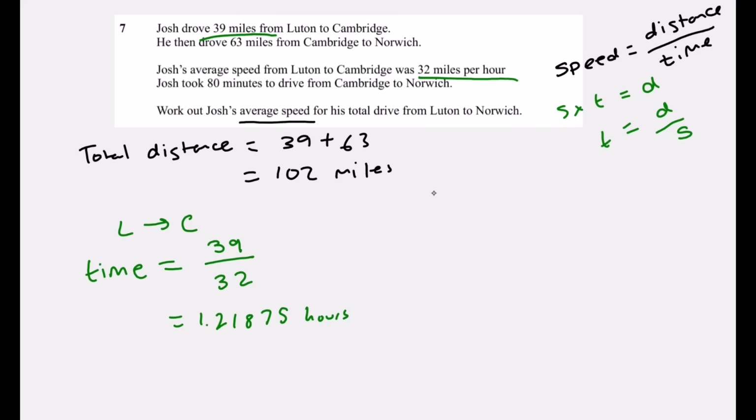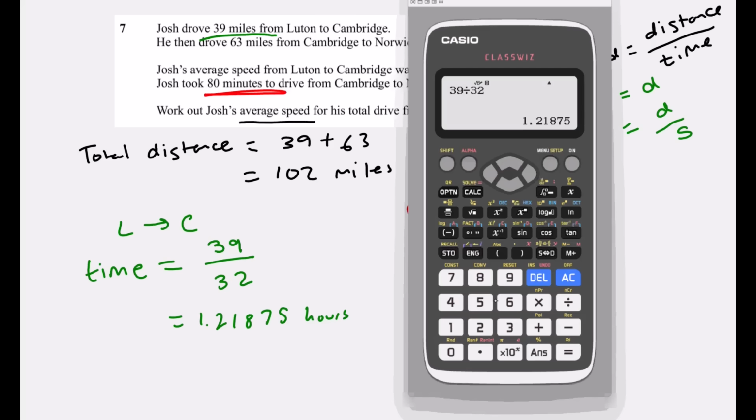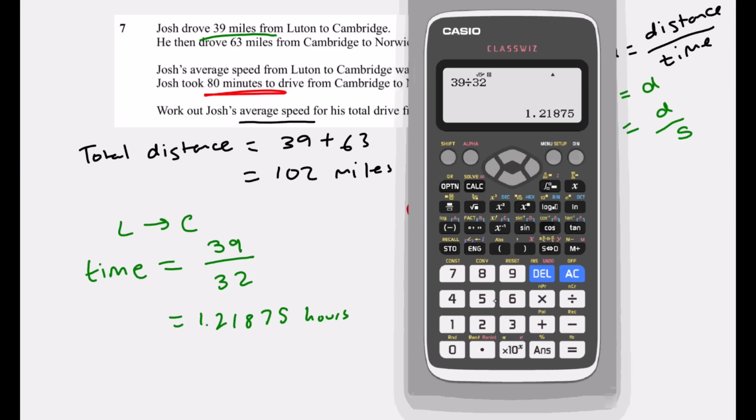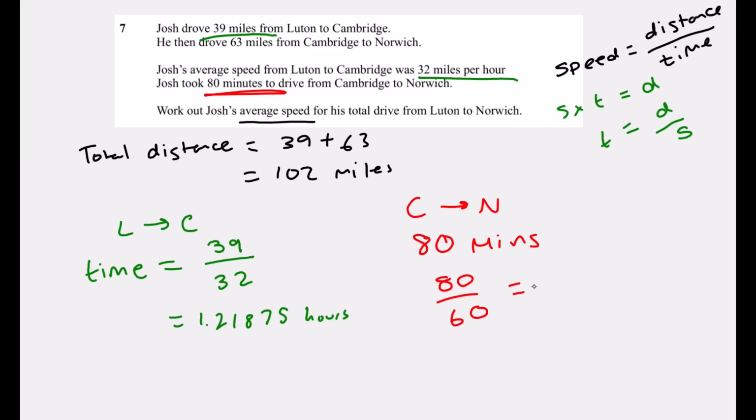From the other part of the journey, Cambridge to Norwich, we already know it's 80 minutes. I can change that into hours by dividing by 60. So I'm going to store this number. I'm pressing store and then A. So I'm storing my first time. And I'm going to do 80 over 60. It's 4/3 or 1.3 recurring hours.